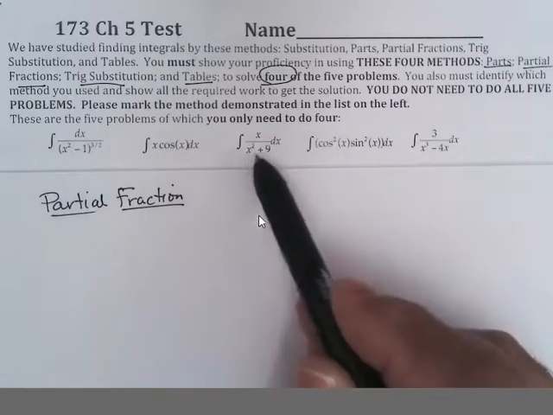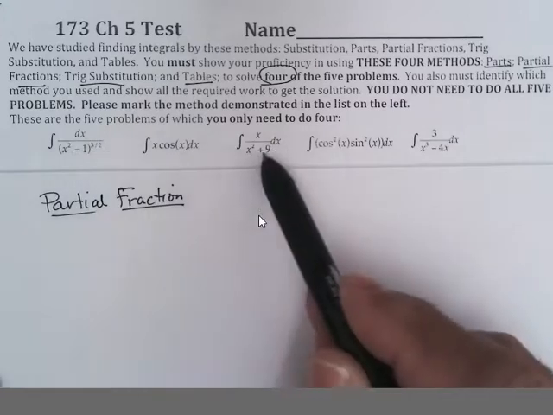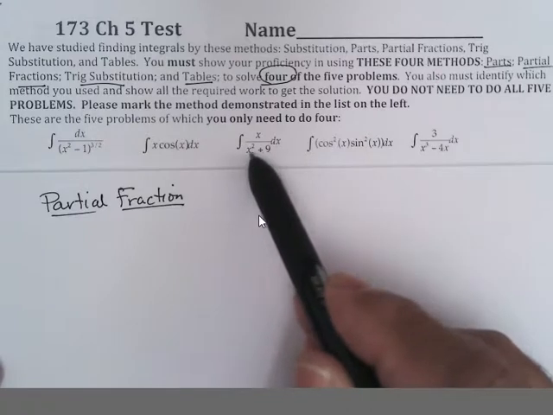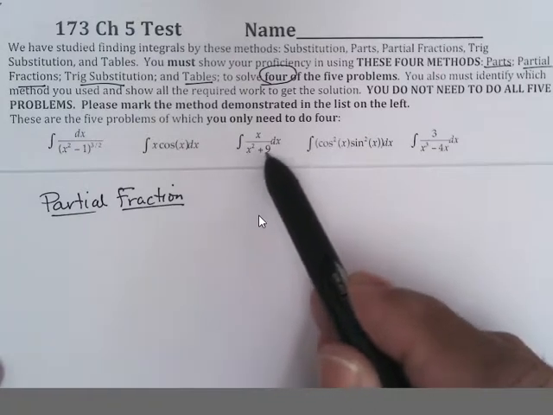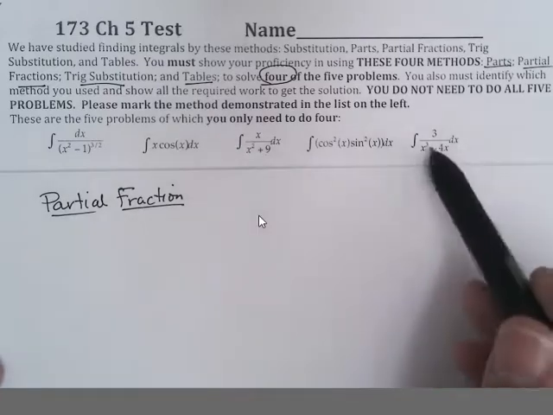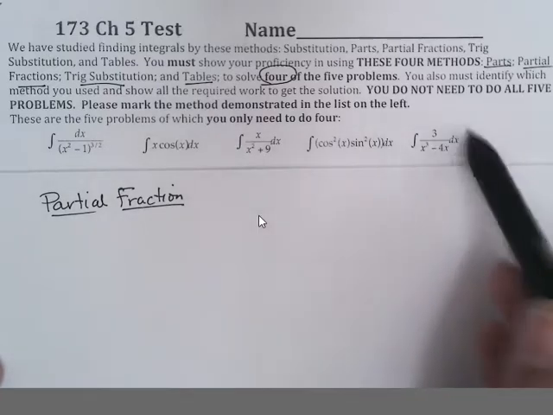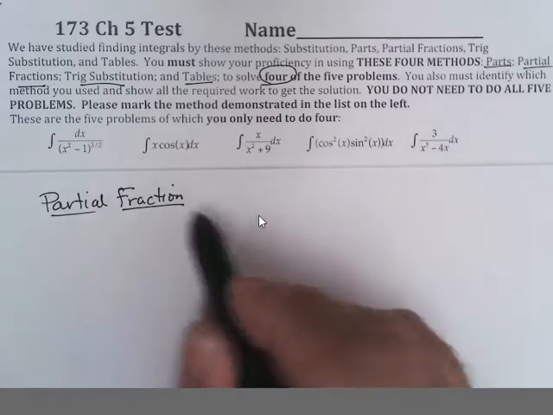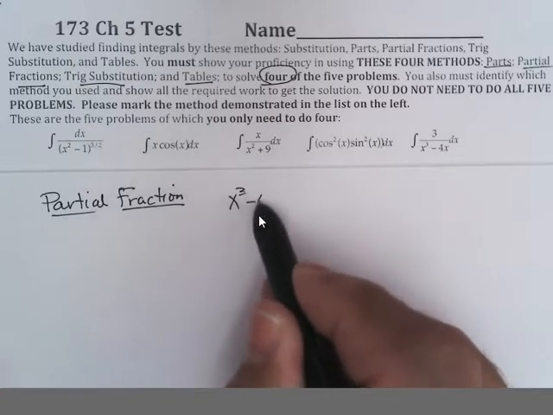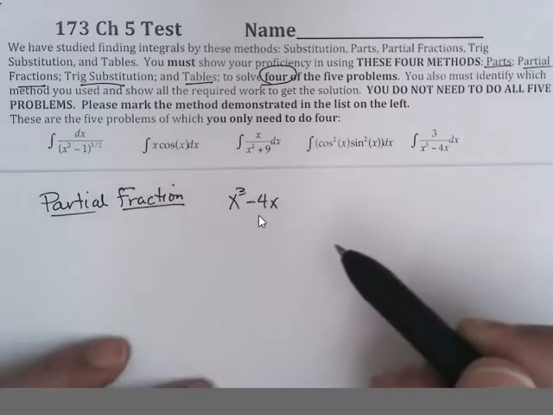when we're factoring. This one is a possibility, but it's x squared plus 9 and no other factors, and x squared plus 9 does not factor. So it's out. So it has to be this one that we're going to do the partial fractions on. And x cubed minus 4x factors.